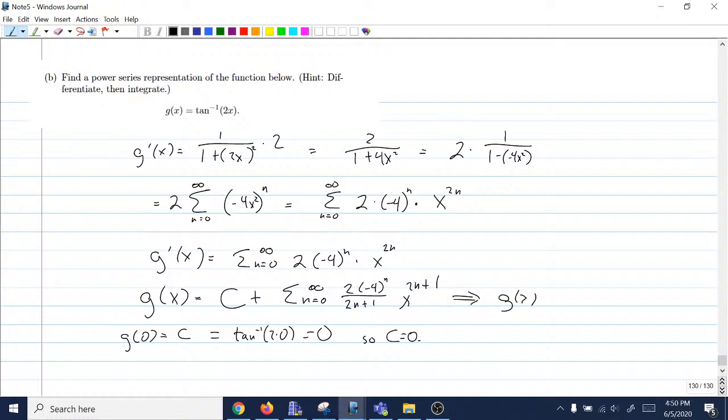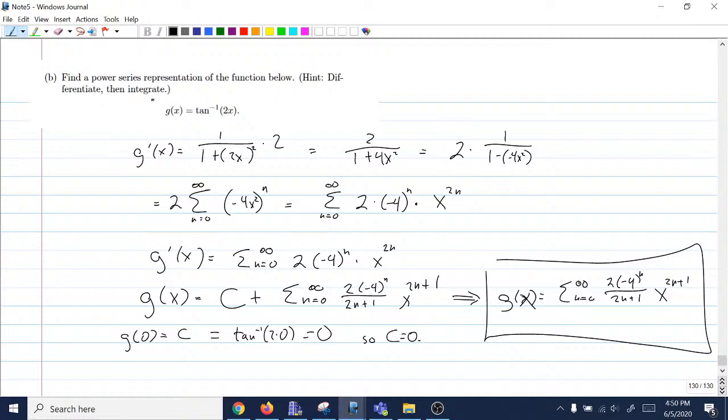So g of x is the sum from n equals 0 to infinity, 2 times negative 4 to the n over 2n plus 1, x to the 2n plus 1. This only uses odd terms because it is an odd function. Tangent inverse, if I graph it, looks like this. It's got rotational symmetry, it's odd. Its power series only has odd terms. I guess we never stated that, but sine is an odd function, and its power series only has odd terms.